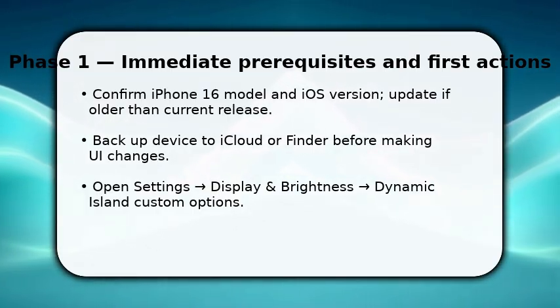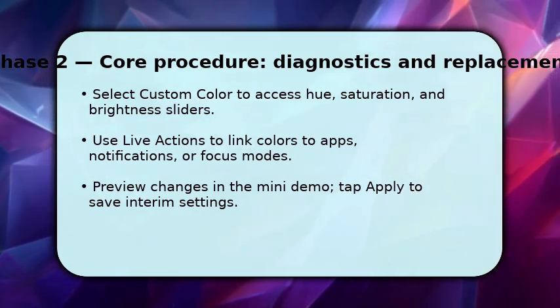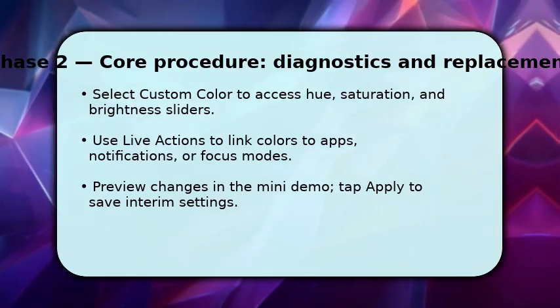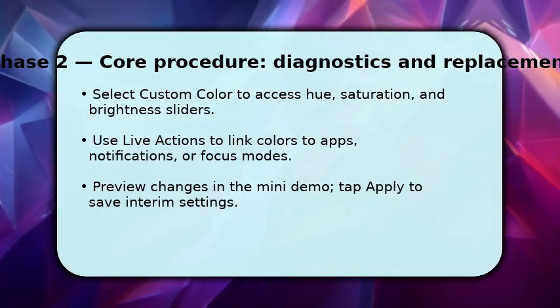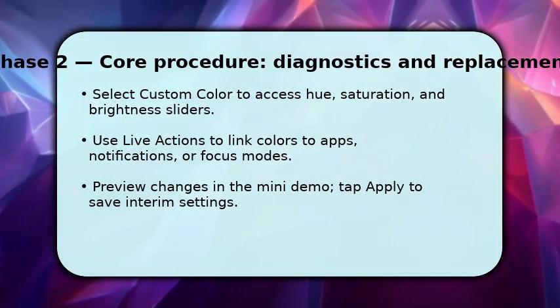Now you fine-tune hue, saturation, and brightness sliders in the custom color panel. Adjust because contrast affects legibility. Once set, use live actions to bind colors to specific apps or notification types so the island reacts contextually. This is why dynamic looks meaningful rather than random.